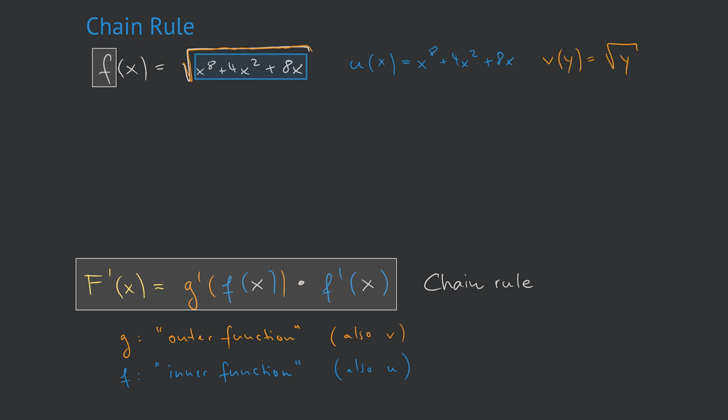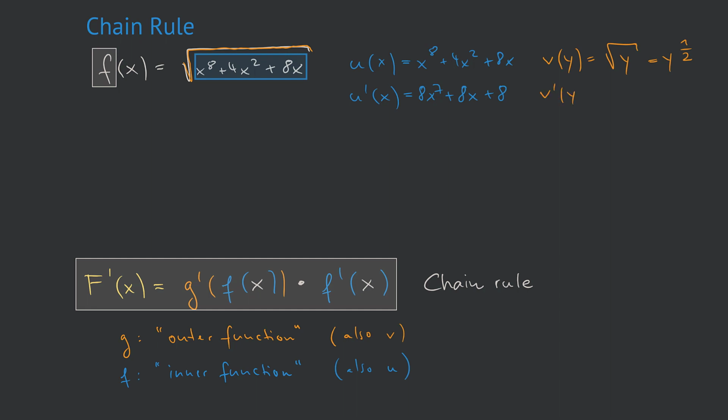Again, we start by calculating the derivatives of u and v, which is for u prime of x equals 8 times x to the power of 7 plus 8 times x plus 8. In order to calculate the derivative of v, we first realize that to take the square root of something is the same as to take this something to the power of 1/2. Because now we can apply the power rule for differentiation, which means taking down the exponent in front of the expression and reducing the exponent by 1. This also works for fractional powers.